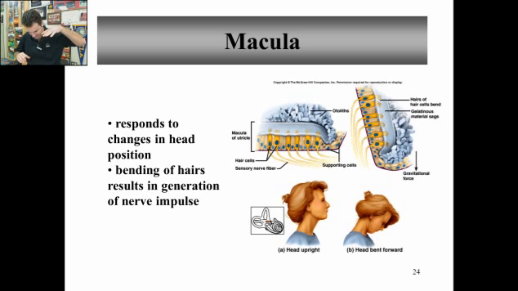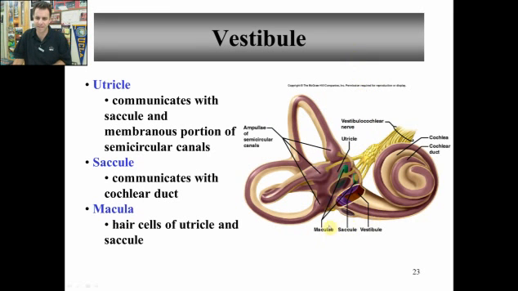If I lower my head like this, the otoliths fall due to gravity, and that causes the gelatin to also fall. And now the hair cells are going to bend. And when the hair cells bend, they're going to send an action potential through these neurons and then up through the vestibular neuron, saying my head is bent in this direction. Okay, that's in the macula. Once again, we're looking here. These two green structures that you see there, the macula, are within a saccule. Okay, so inside the saccule, you have the macula.